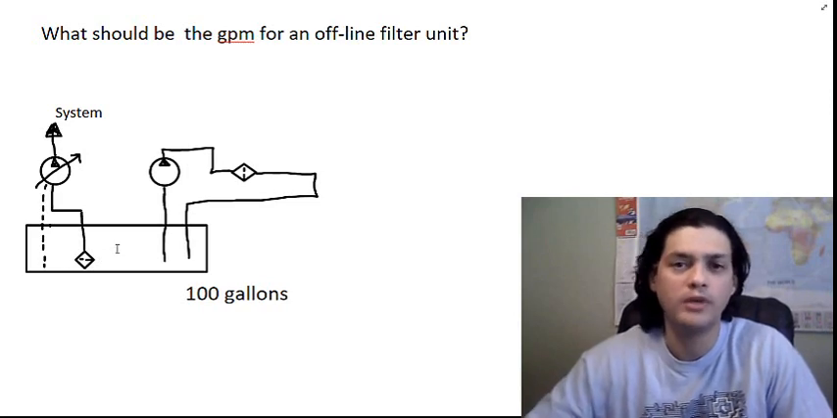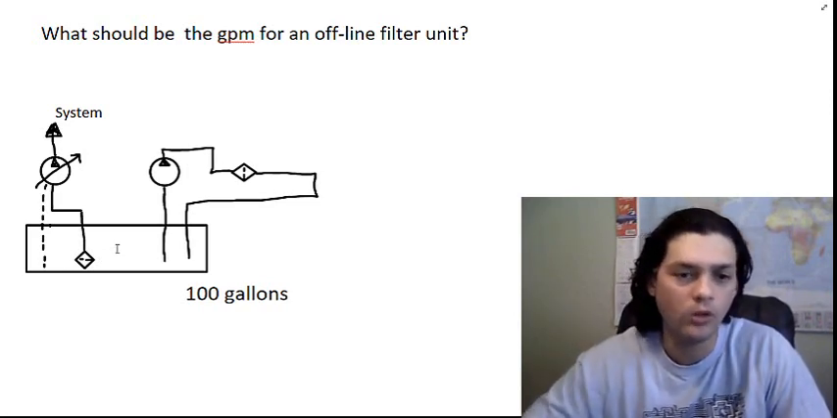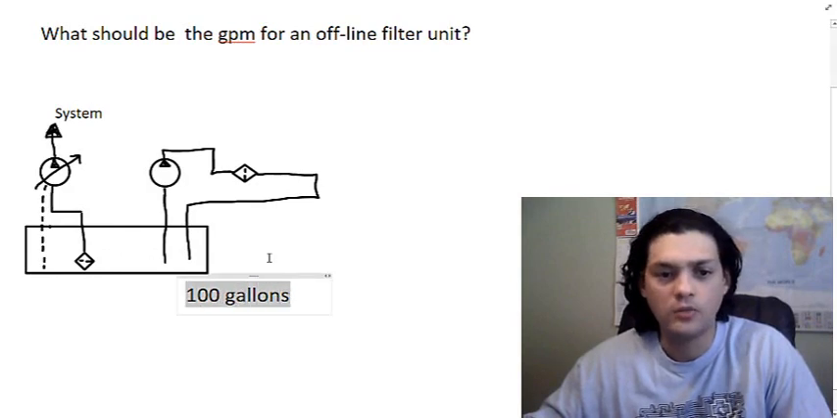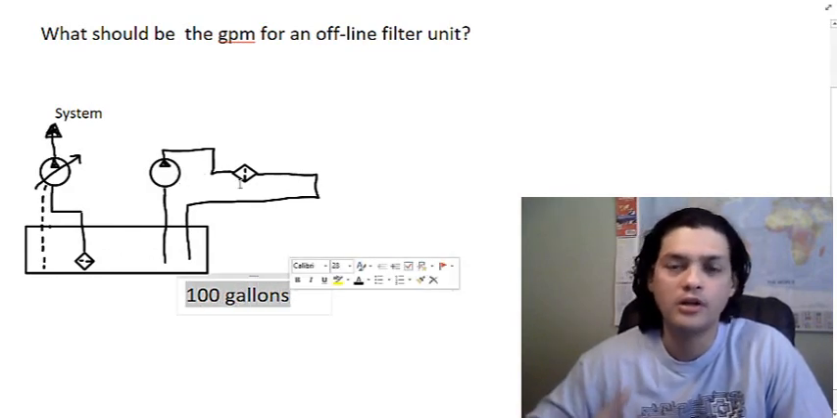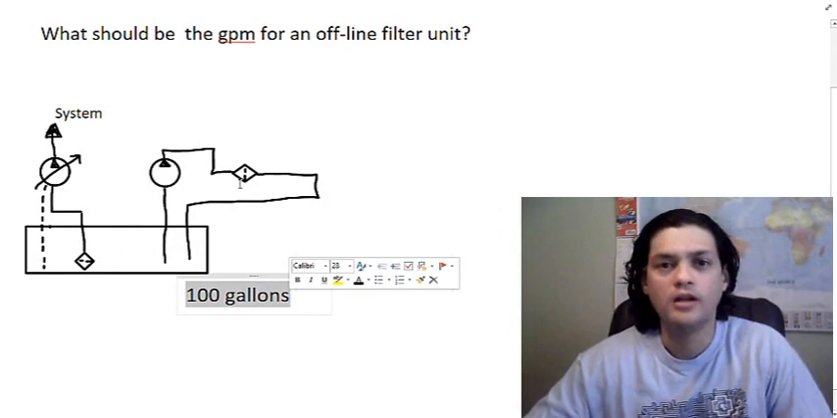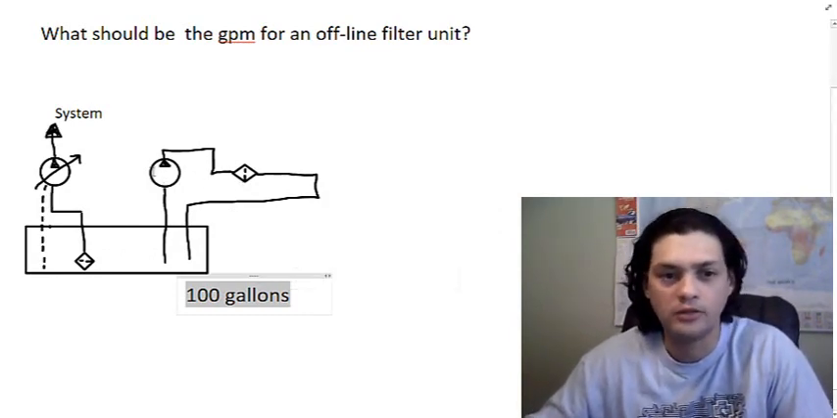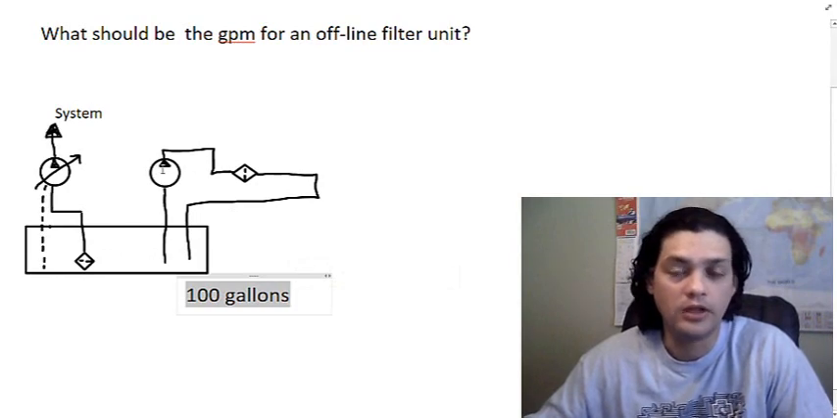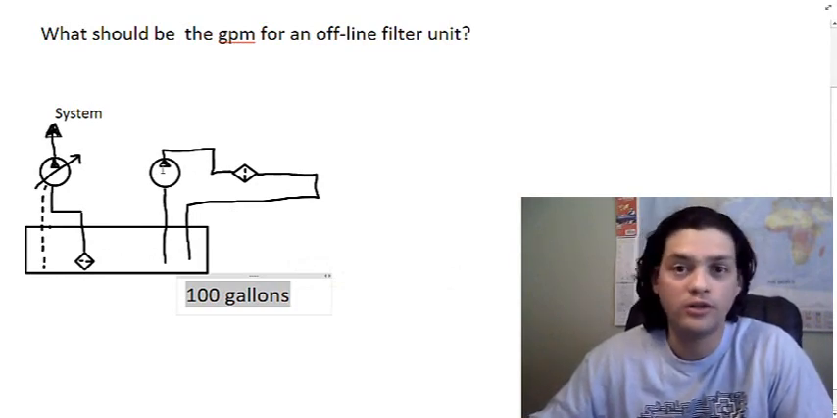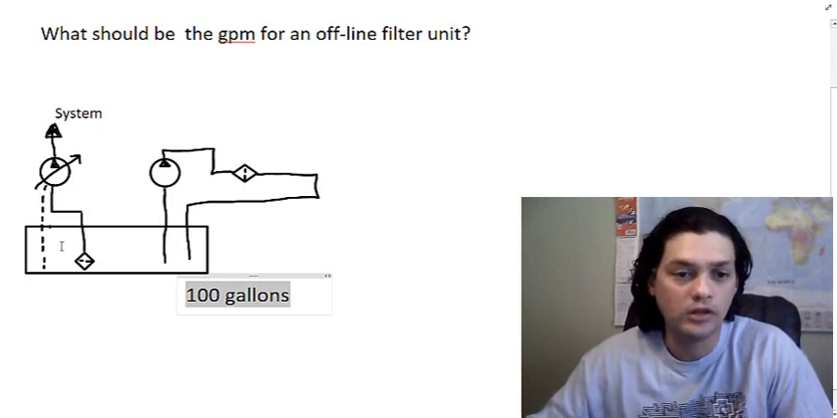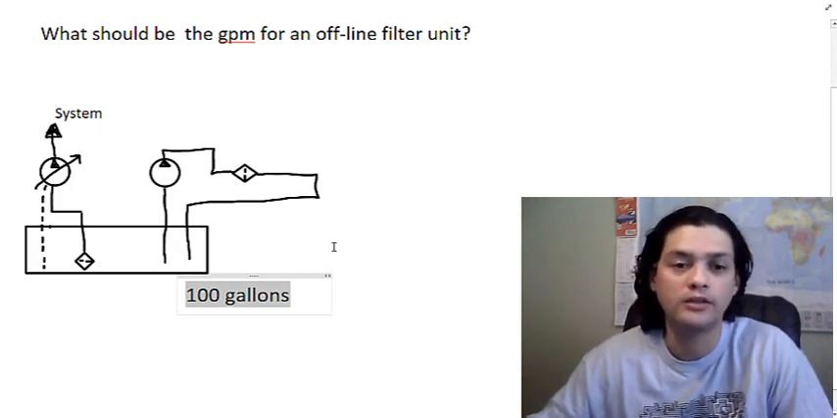How big is it? How many gallons does the reservoir hold? Let's say you have a 100-gallon reservoir. What should be a proper offline unit to put on the reservoir as far as GPM? Should it be 10 GPM, 20, 40, 30? What should be the right number for an offline filtering unit in relation to your hydraulic system?